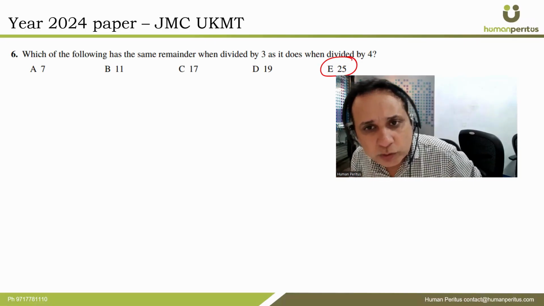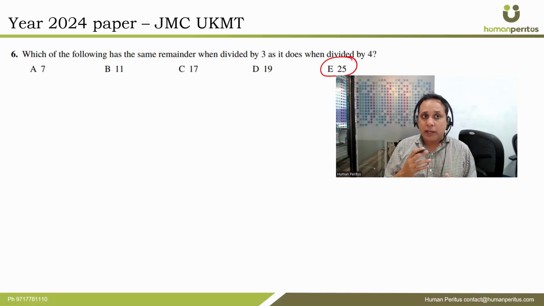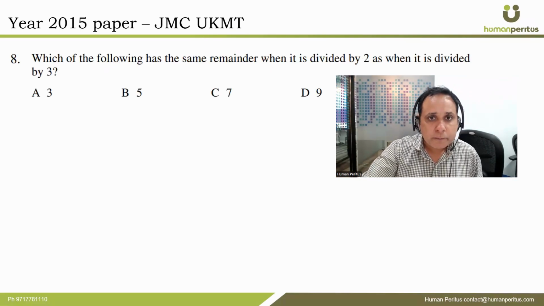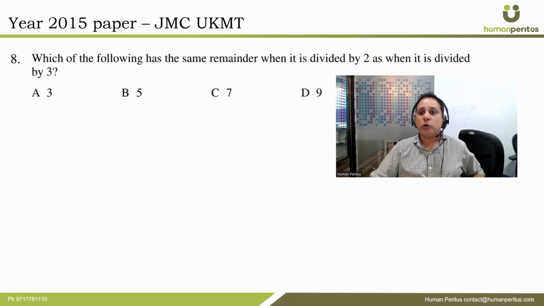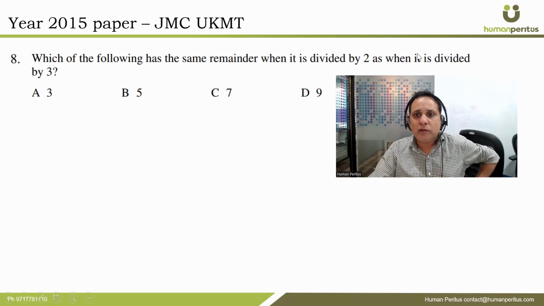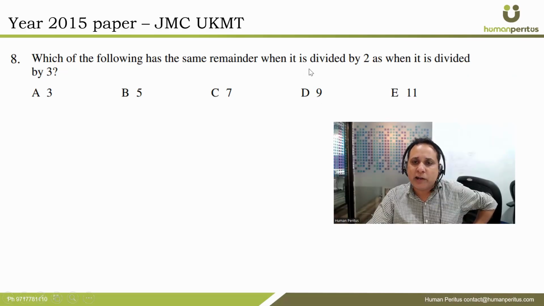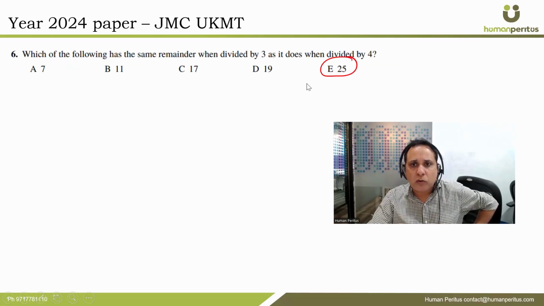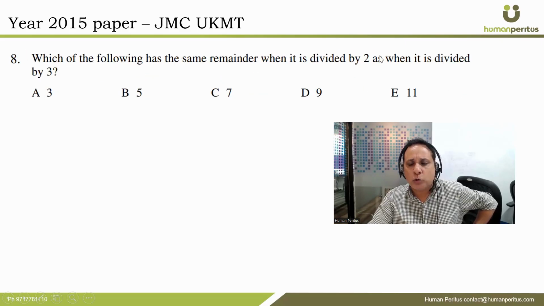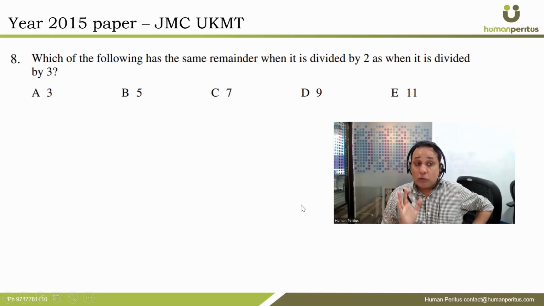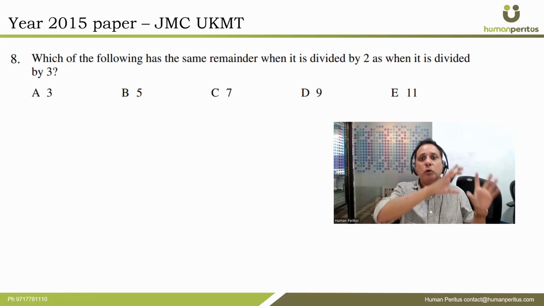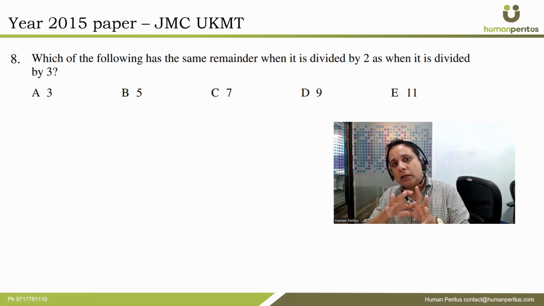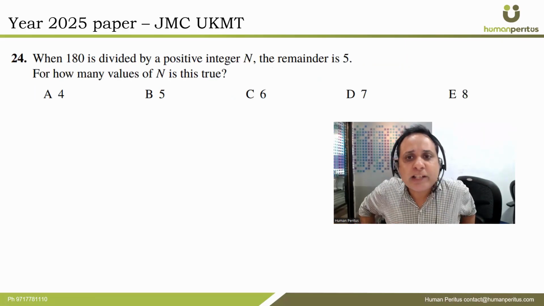So why still did I put up this question? See how questions keep on repeating. This question came in 2024, and now look at this question which came in 2015. Which of the following will leave the same remainder when divided by 2 as when divided by 3? So this time it was 3 and 4. Earlier it was 2 and 3. So this shows how questions keep repeating in the exam, and it is very, very important to go through all previous year questions. Okay. Now let's do a good question.